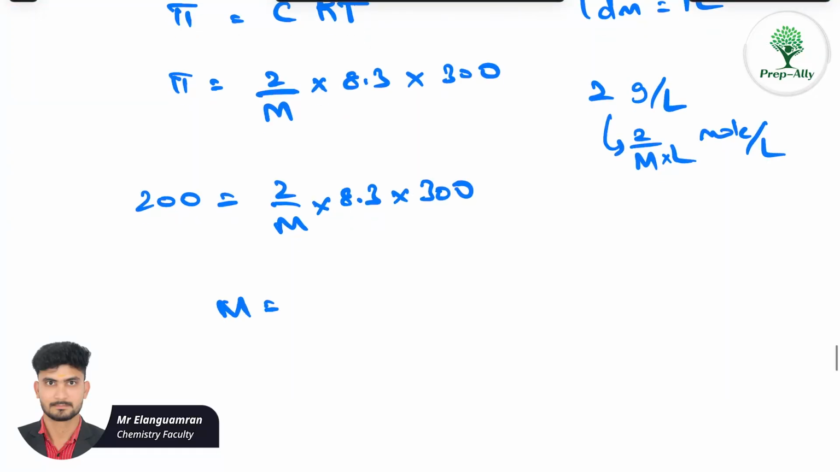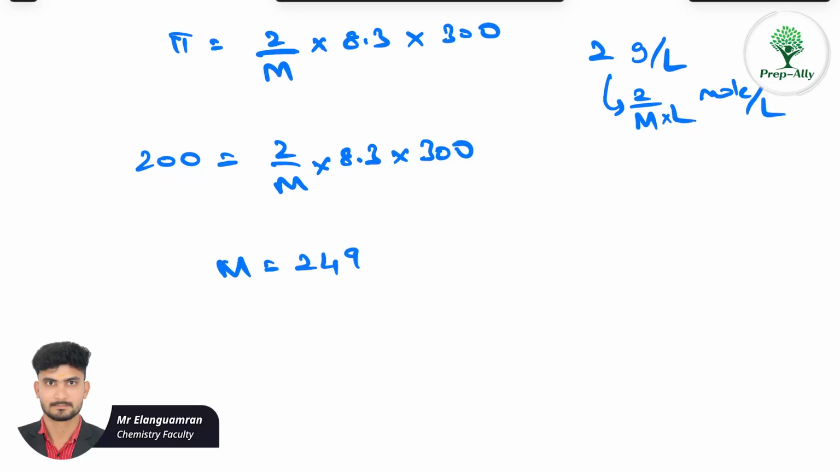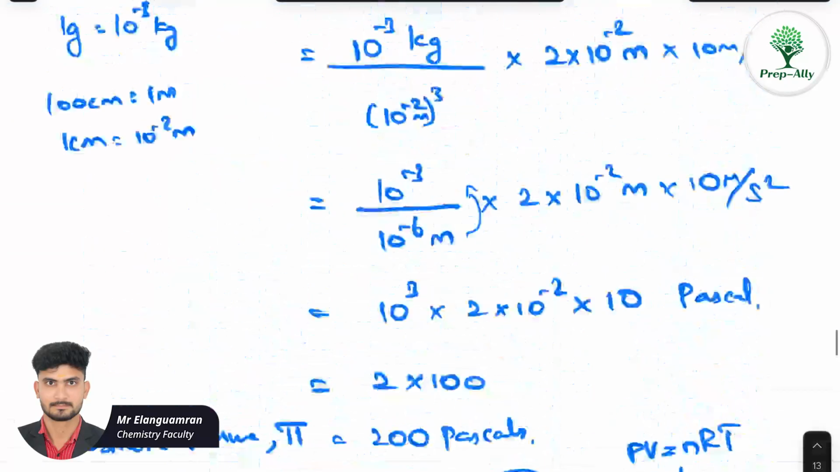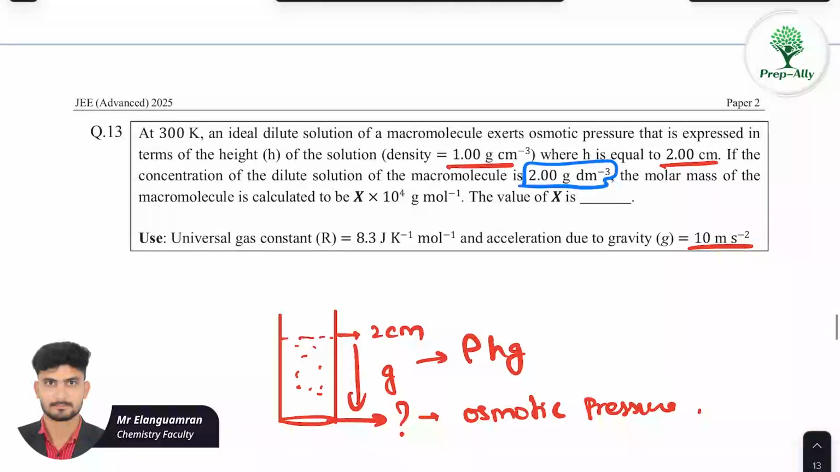So what is the value of m then? You will get 24900, and this is going to be gram per mole, the molar mass. So finally you have 2.49 into 10 power 4 gram per mole, and we have to express this into 10 power 4 that we already got. So the answer is going to be 2.49.